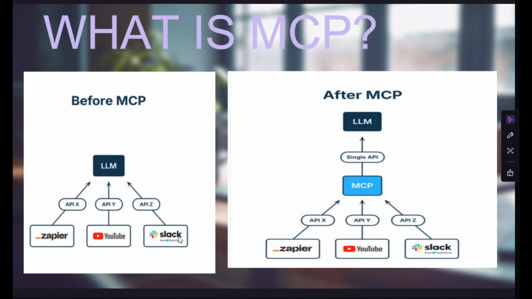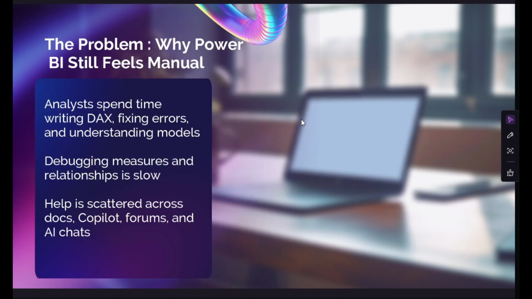But once MCP comes, as you can see in this image, the LLM is connected to only a single API, that is MCP. MCP takes care of the rest of the things, and it will have predefined instructions inside MCP on what to do with multiple APIs. So it solves this problem where the LLM only chats with MCP, and the rest of the things are taken care of by MCP.